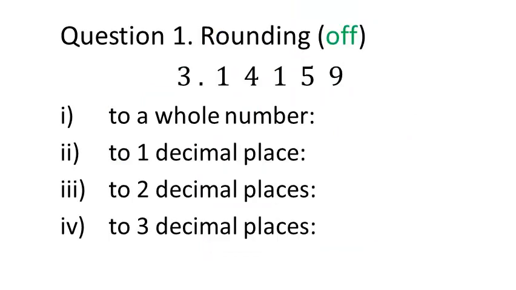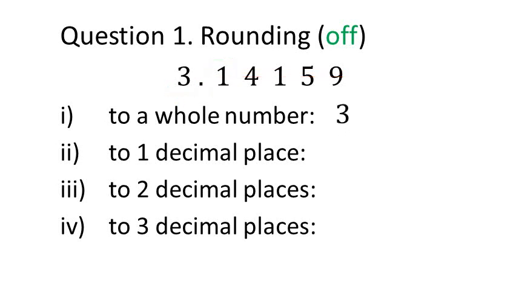Let's round a decimal. Consider the previous example, 3.14159. The first question is to round it to a whole number. This means the answer will be a whole number. So we check the next digit, which is 1. We compare 1 with 5. Since 1 is less than 5, we need to round down. This means discard all the digits other than the whole number, 3. So the answer will be just 3.